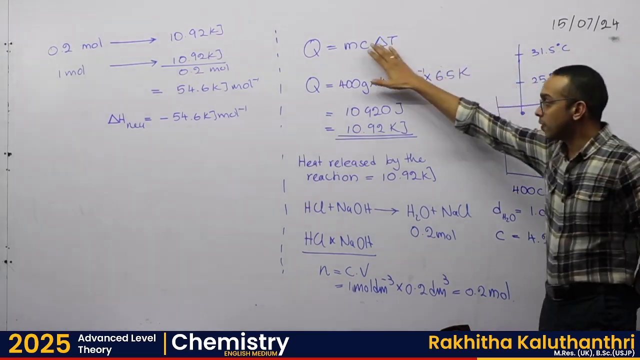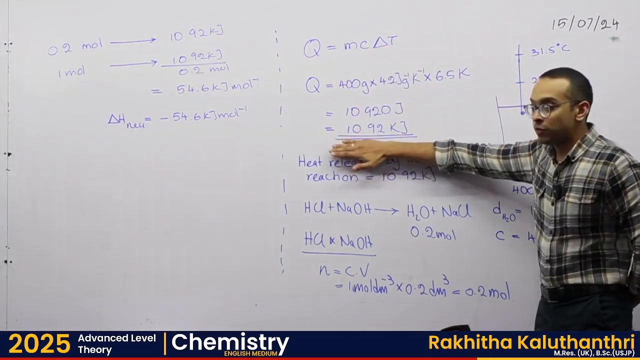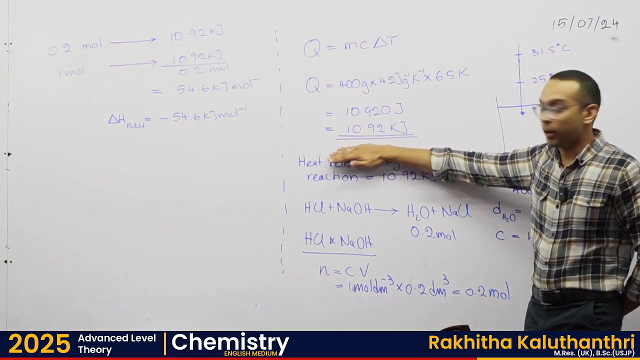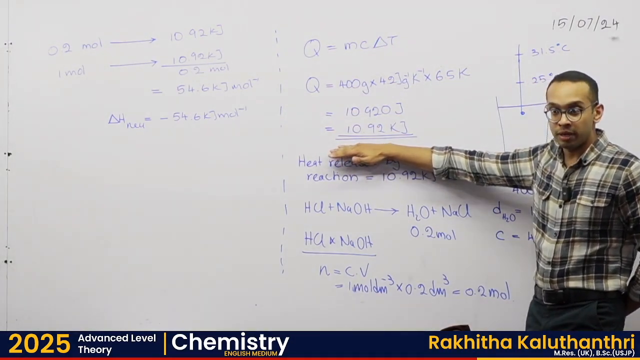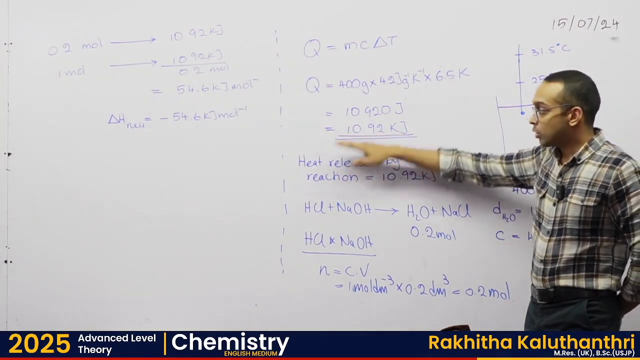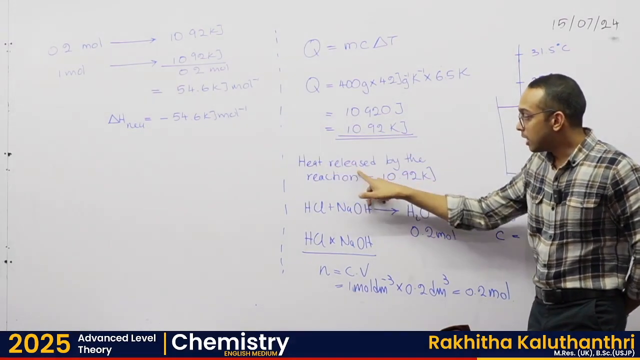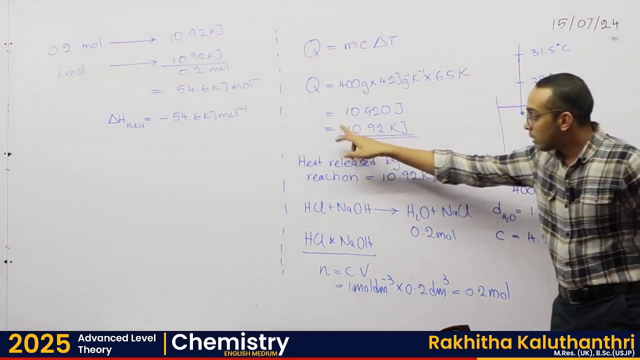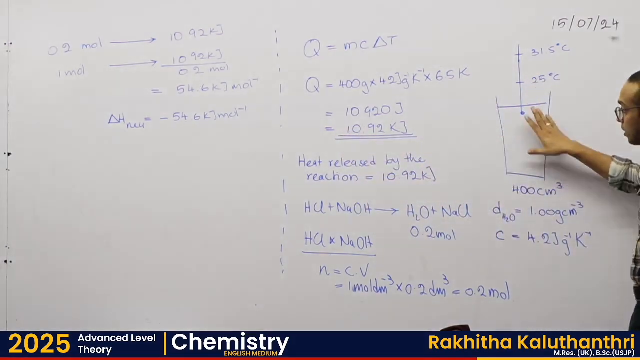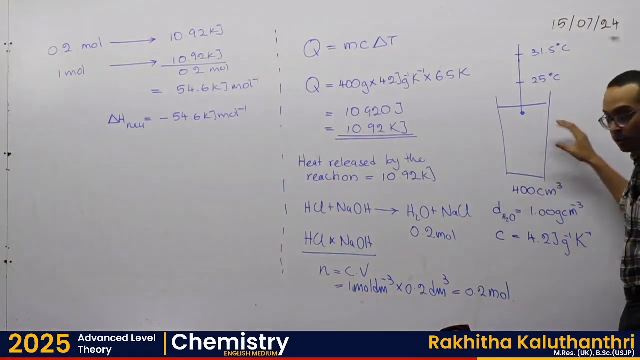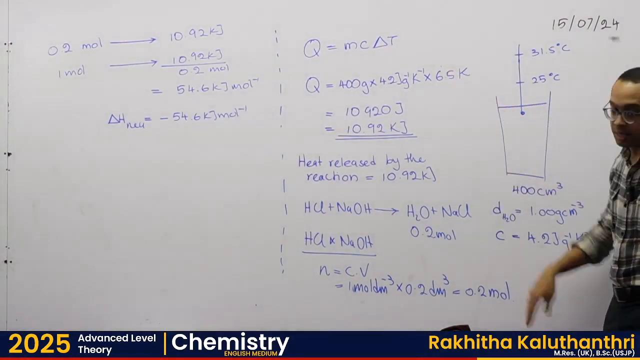So we have calculated the total amount of energy that was released by the reaction. How much was that? 10.92 kilojoules, right? 10.9492 kilojoules. That's it. So I have written it again. Heat released by the reaction, just to make you understand. Although this comes as a positive value, that is because the solution absorbed energy, right? The solution absorbed the energy that was released by the reaction.